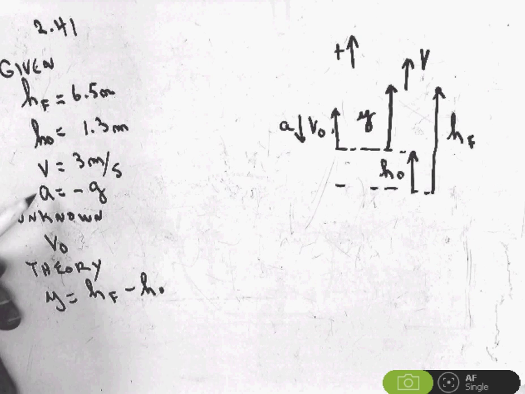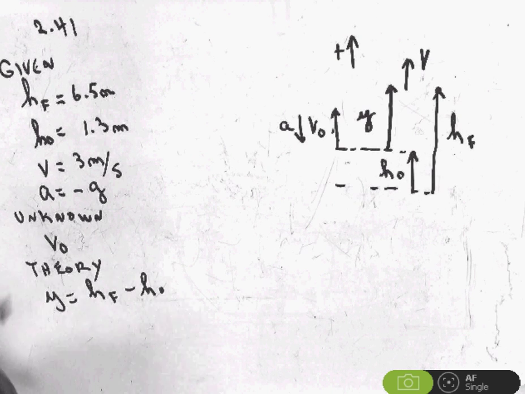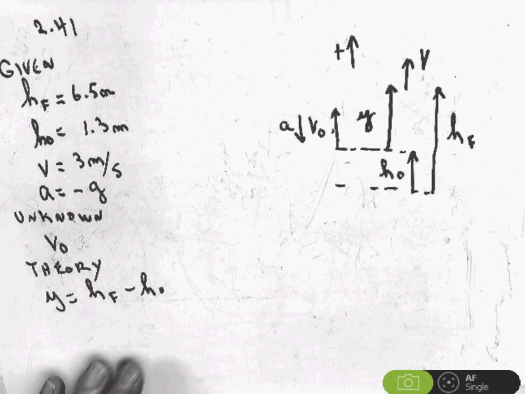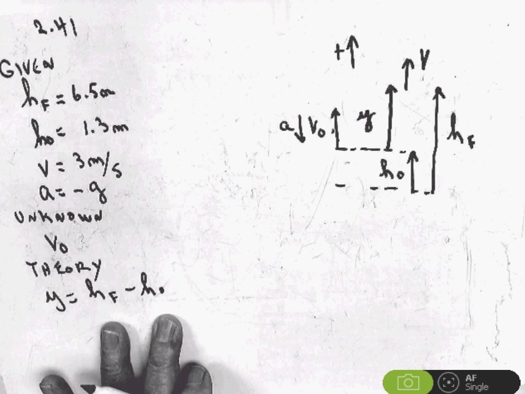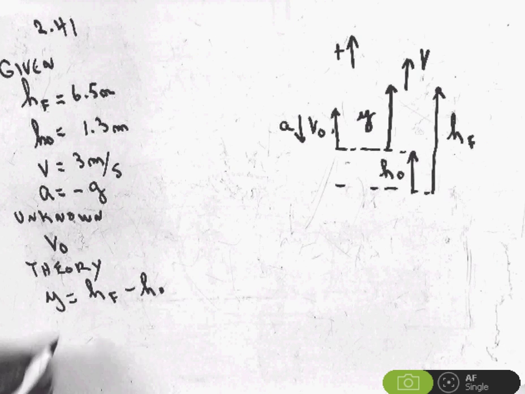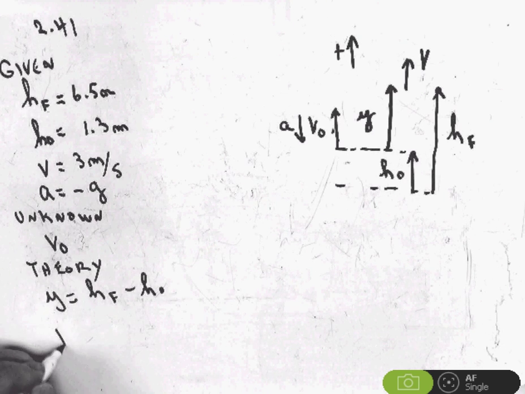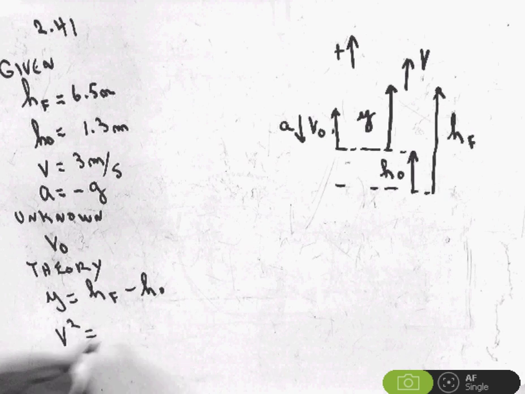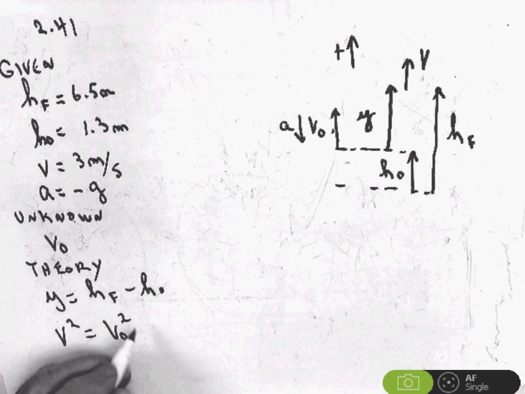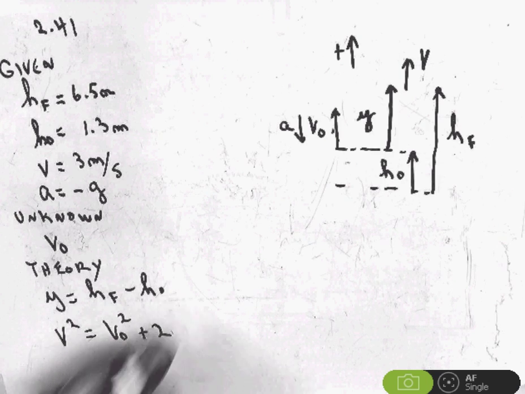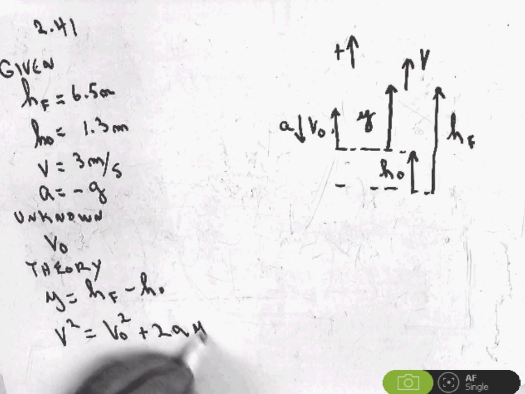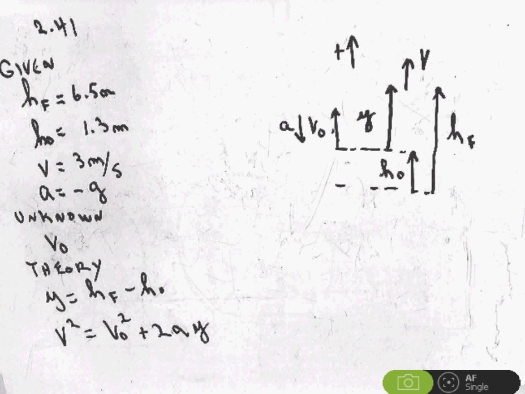Now we know the acceleration. We know the distance, y. We know the final value. All we need to find is the initial value. Actually, there's one equation that'll solve that for us: v squared equals v naught squared plus 2a times y. Now, don't forget that minus sign right there.